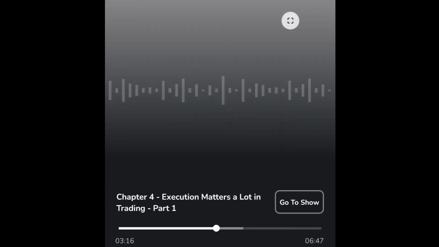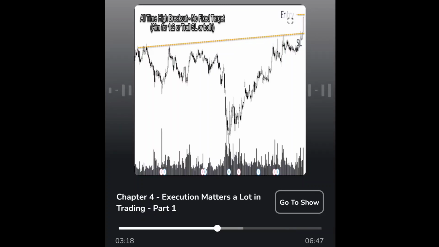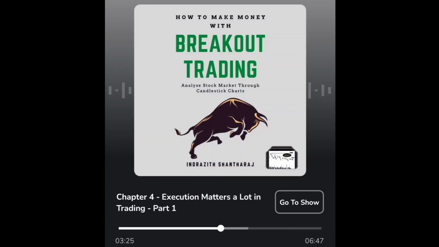Image 4.3 shows a breakout of all-time highs in a script. In this case, it's tough to come up with a fixed target as we don't have any reference points on the upside. One can plan to book profits at 1:2 risk-reward or trail stop loss below every swing low. You never know how far it will go. Besides, one can also plan partial exit at 1:2 risk-reward and manage the remaining position with trail SL concept.